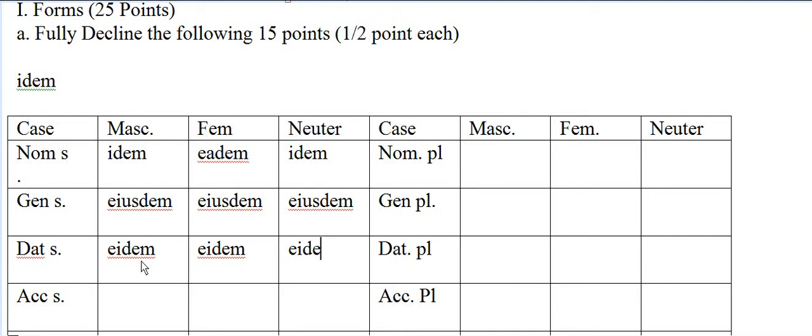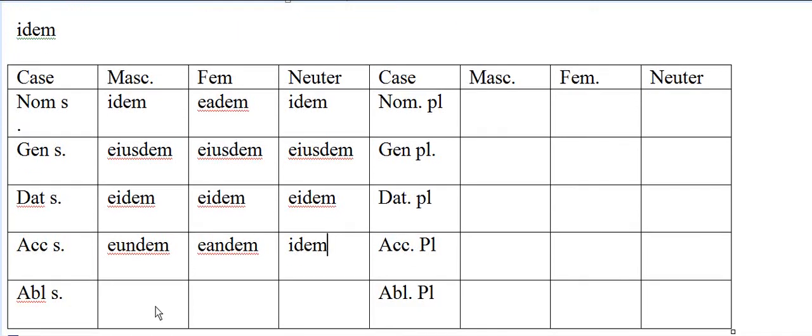Again, notice for the dative singular, it's going to be an I ending. The accusative, it's going to be eundem. We would expect eumdem with an M, but since we added dem, we change all M's to N's when the word ends with it. So eundem. And for the neuter, the nominative and the accusative will be the same. Idem.